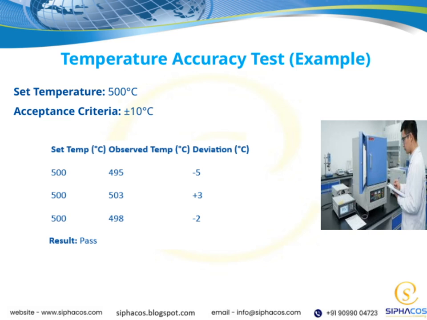This example highlights the importance of defining clear set points and tolerance limits. Ensuring that our equipment consistently stays within these limits is crucial for maintaining quality and safety standards. It also connects to the overall theme of our presentation, which is about the importance of precise control and validation in our processes. By understanding and applying these criteria, we can better guarantee the reliability of our measurements and, ultimately, the success of our operations.